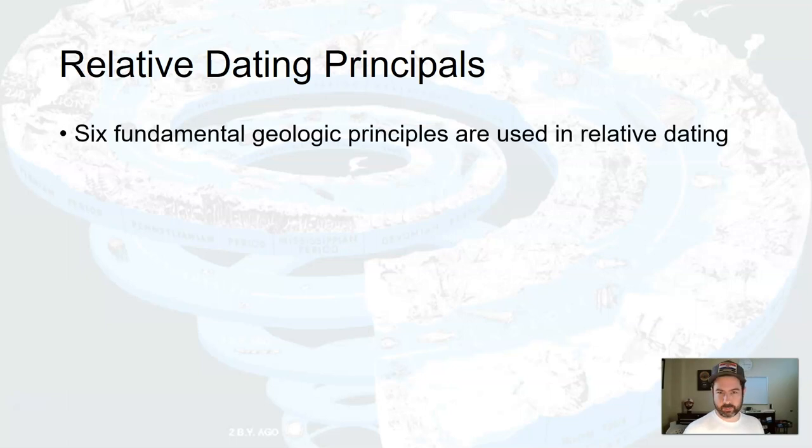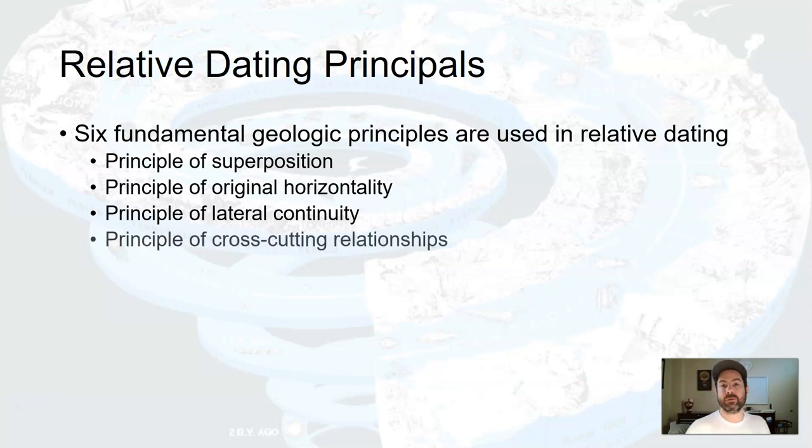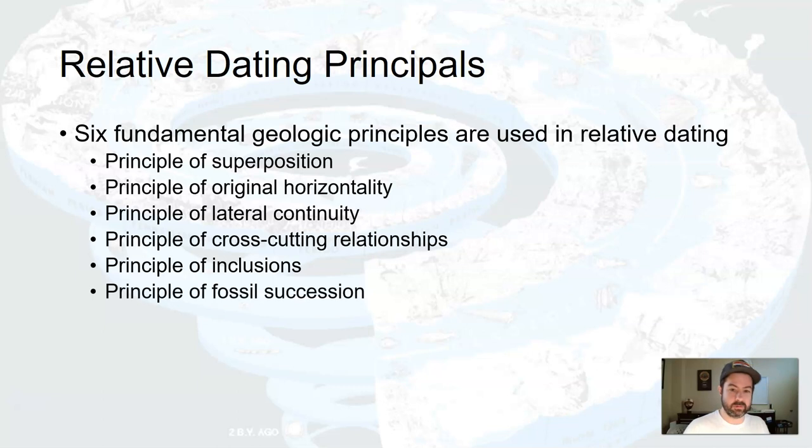There are six fundamental principles that are used when trying to relatively date things, to say this is older than that, this is younger than that. We'll go through all of these. There's the principle of superposition, principle of original horizontality, principle of lateral continuity, the principle of cross-cutting relationships, principle of inclusions, and the principle of fossil succession.